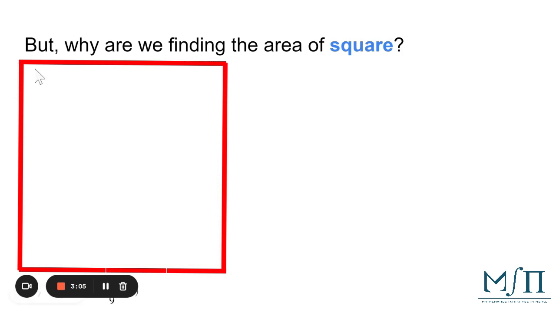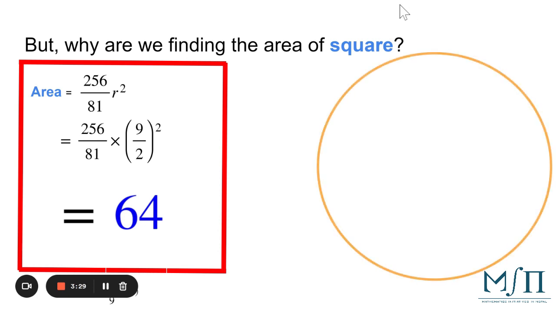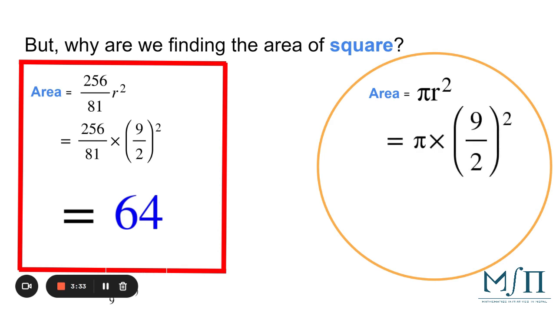Now we will take the square, and we will find its area, which is 256 upon 81 times r squared, and r is equal to 9 by 2, as radius is equal to diameter upon 2. We get 256 upon 81 times 9 by 2 whole squared, which means the area of the square is equal to 64 units squared. Now let us do the same with the area of the circle. We know that the area of a circle is equal to pi r squared, which is pi times 9 by 2 whole squared, and we get the area of the circle is equal to 63.62.